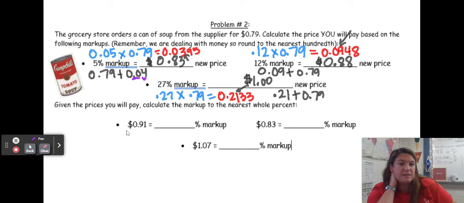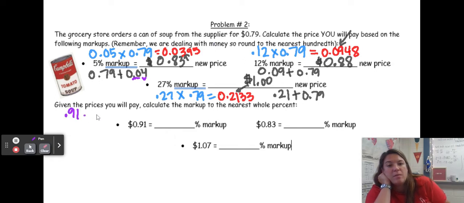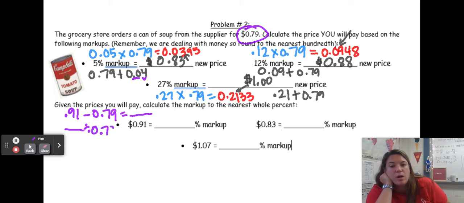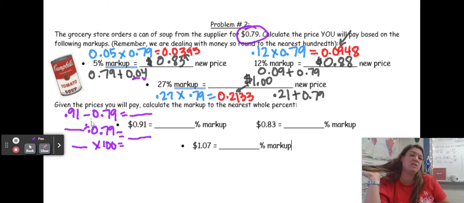Okay, now we're given the prices. This is a couple more steps involved. So the first one is subtract. How much more are you paying than the original? So we're going to do 91 cents minus the 79 cents. And that gives us the difference between them. Then we're going to take the difference between them and divide it by the 79 cents because that's the original amount. And I want to know what part of the original amount that is, what percent. When I get that number, though, it'll be a decimal. So I need to multiply by 100. Those are your 3 steps. Try all 3 of these problems based on those 3 steps I just put there. And then come back and check answers.